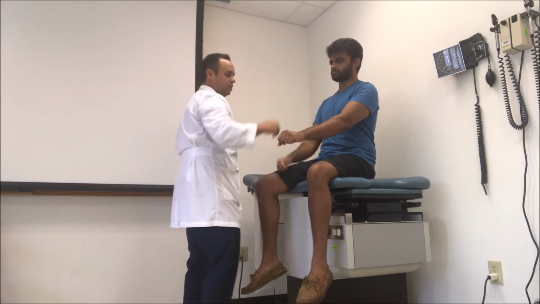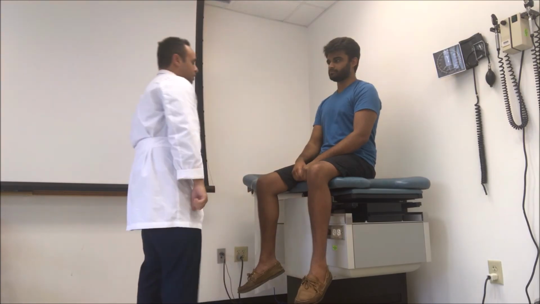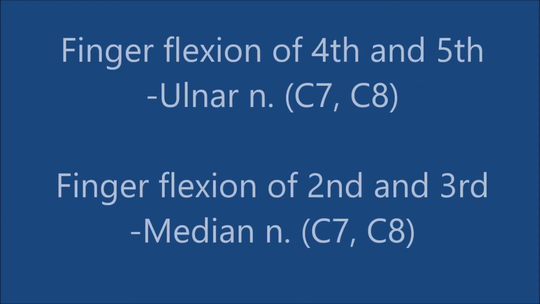Wrist flexion depends on which direction the hand is going. So with wrist flexion with hand abduction, it's innervated by the median nerve with C6, C7. With regards to wrist flexion with hand adduction, it's mediated by the ulnar nerve with C7, T1 as the major nerve roots. Finger flexion with your 4th and 5th digit are innervated by the ulnar nerve with C7, C8, while digits 2 and 3 are innervated by the median nerve, also through C7, C8 nerve roots.